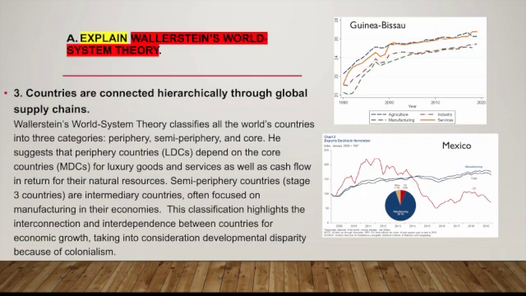Semi-periphery countries, which are generally going to be stage 3 countries, think your BRICS nations, are intermediary countries, often focused on manufacturing in their economies. This classification highlights the interconnection and interdependence between countries for economic growth, taking into consideration developmental disparity because of colonialism.